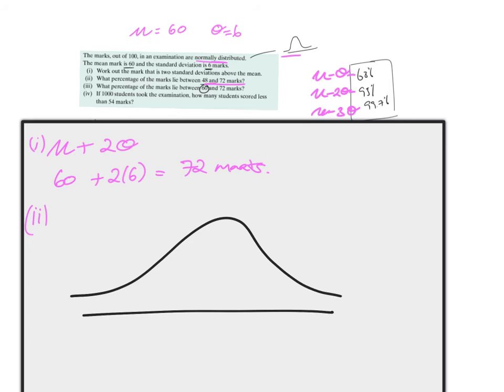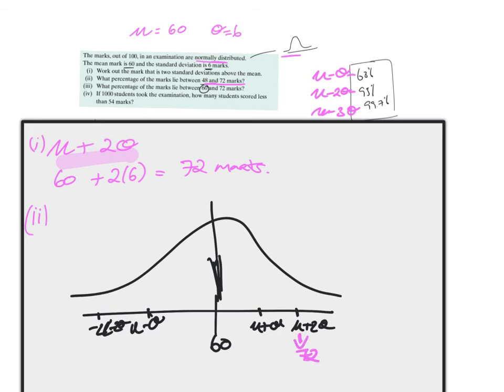Okay, terrible drawing, but we get the idea. I know my mean here is 60, and I know that the mean minus the standard deviation and the mean plus the standard deviation, and then we've got the mean plus 2 standard deviations. Okay, very bad drawing, but we get the idea. And we know that the mean plus 2 standard deviations, we've actually got the answer there, is actually 72. So we want to find the difference between 72 and 48.